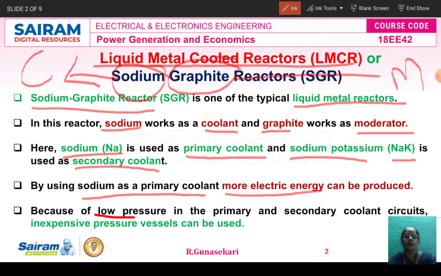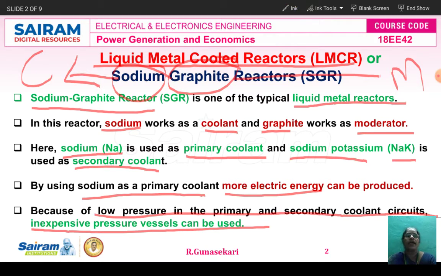Because of the low pressure in the primary and secondary coolant circuits, inexpensive pressure vessels can be used. Here two coolant circuits are there, the primary coolant circuit and the secondary coolant circuit. So because of these two low-pressure circuits, inexpensive pressure vessels can be used in this type of reactor.